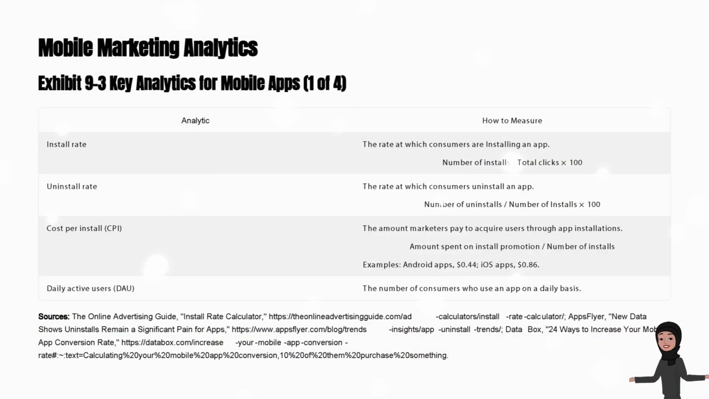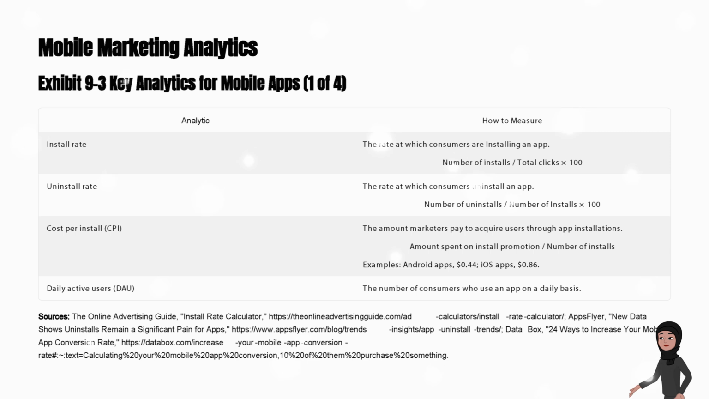After mobile content and texting strategies, we now move into mobile marketing analytics. Analytics help marketers understand whether their mobile app strategies are working. This first part of Exhibit 9-3 focuses on acquisition and early usage measures. Install rate shows the rate at which consumers install an app after clicking or being exposed to a promotion.